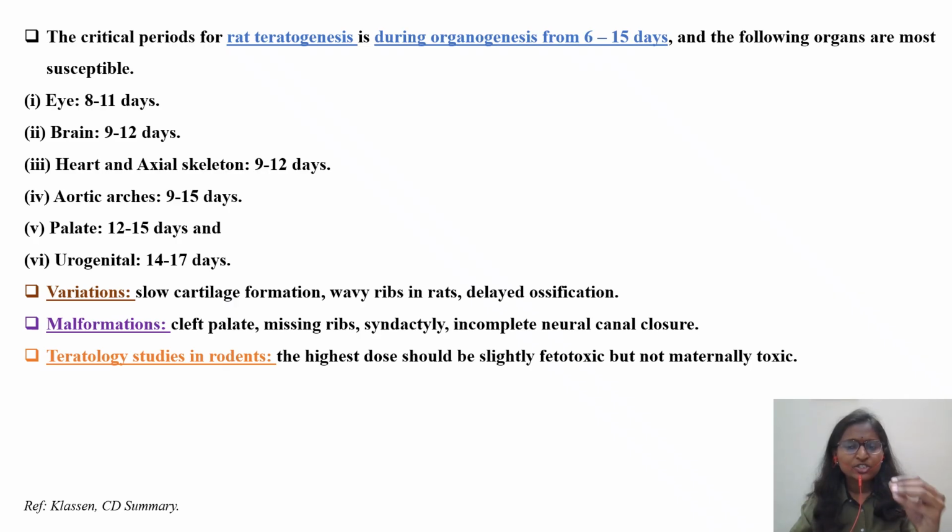The chemical was exposed to the female mothers, but the mothers did not show any toxicity, but after the babies were born, they were malformed. It's a classic example of teratogenicity without maternal toxicity.